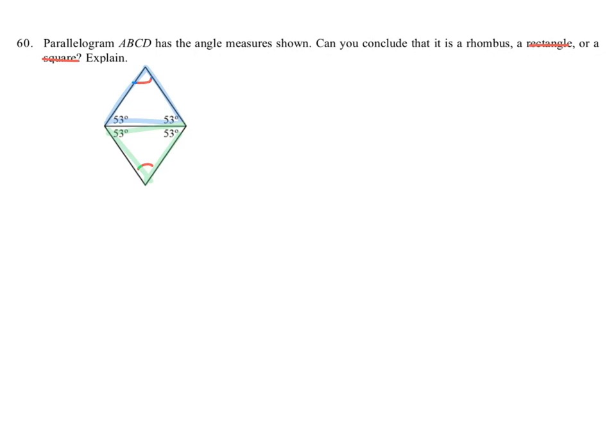Well, we know that in a rhombus, you bisect the opposite angles. And are we bisecting the opposite angles? Well, let's see. That and that are both 53, that and that are both 53, so they must be bisected, and so therefore we can say, yes, we can conclude it is a rhombus.